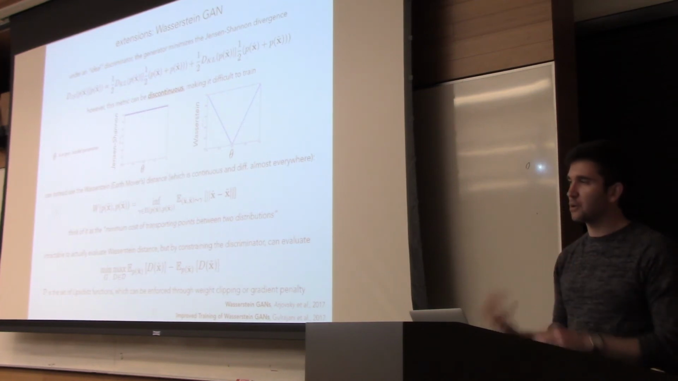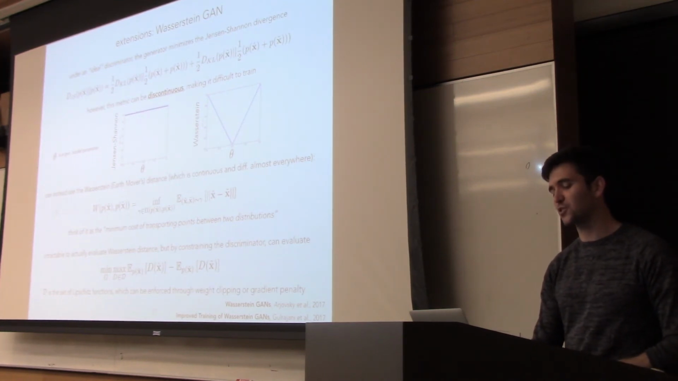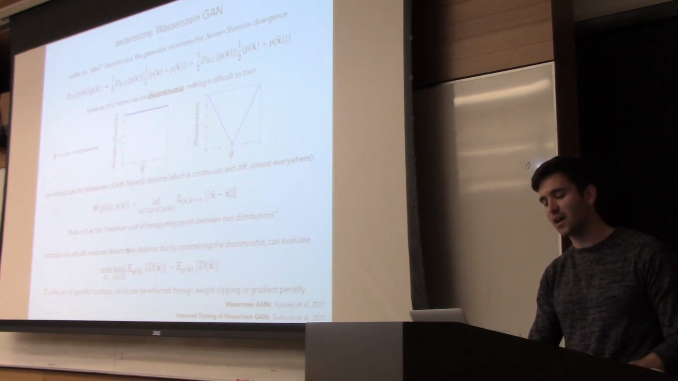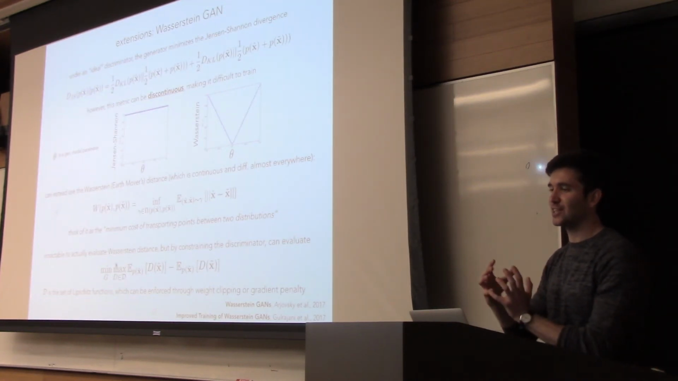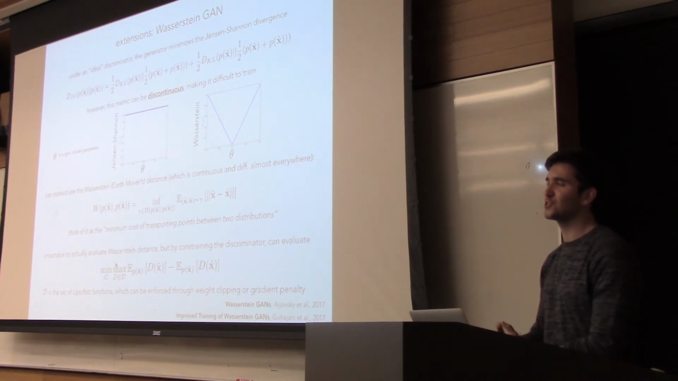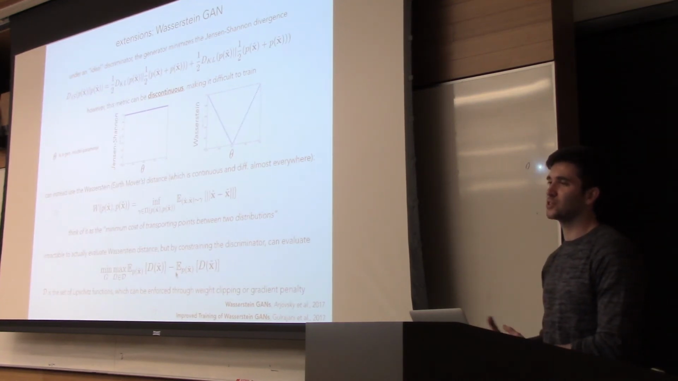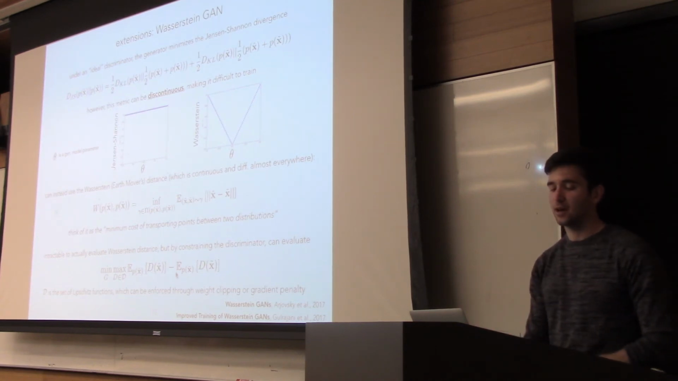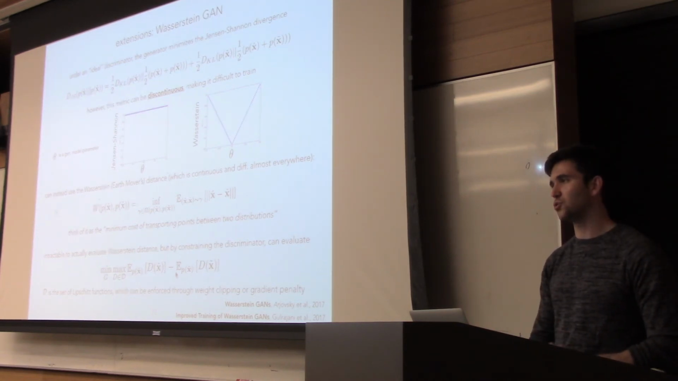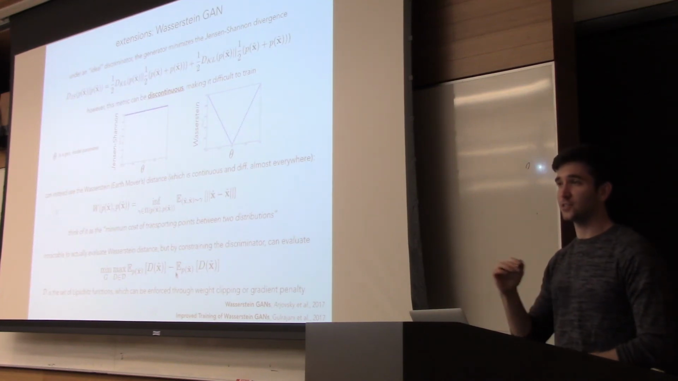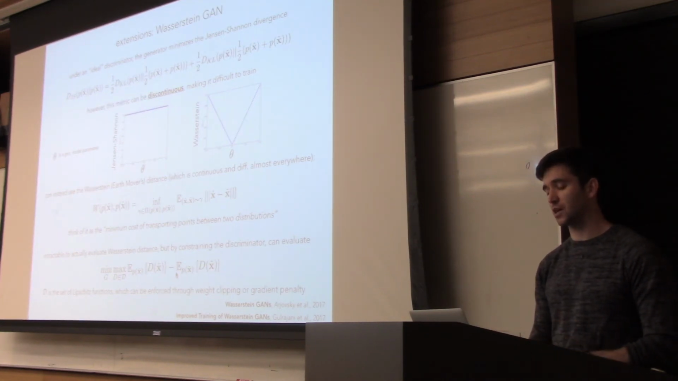And in practice, you actually can't optimize this Wasserstein metric because it's intractable to evaluate, but if you restrict the class of discriminator functions using some tricky techniques, then you get this slightly different way of optimizing a GAN. You can enforce this through weight clipping or a gradient penalty. And in practice, these typically work much better than regular GANs.